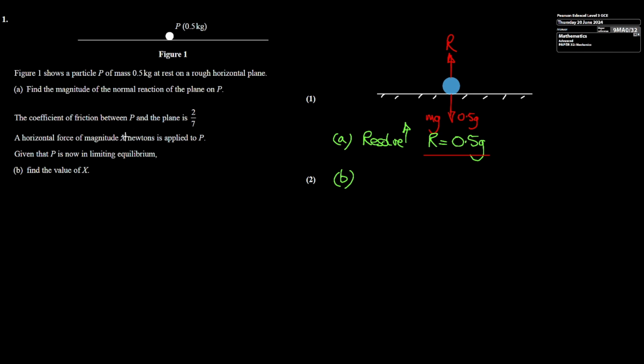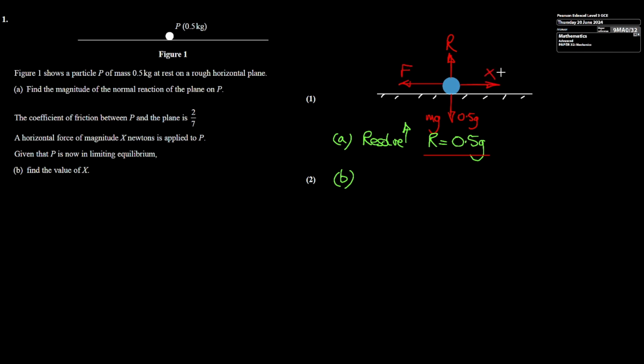And not surprisingly, that's just worth 1 mark. Okay, part B. We've got a horizontal force now applied to the particle, x newtons, and we are told the coefficient of friction, and the situation is in limiting equilibrium. Find the value of x.